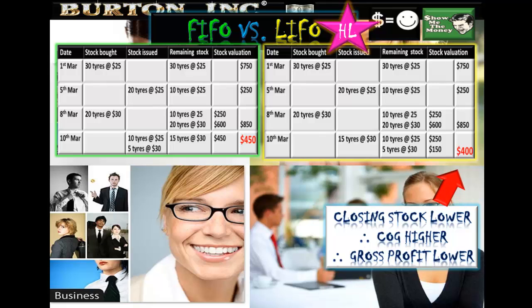Our closing stock is lower, and therefore our cost of goods is higher, and following on from there, our gross profit is going to be lower. So using the LIFO technique, we can see on the right hand side here with the yellow highlighting around it, the LIFO technique leads to a lower closing stock, higher cost of goods, and lower gross profit. So the LIFO technique can minimize our tax obligations.